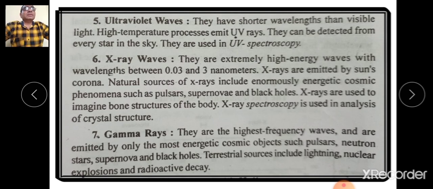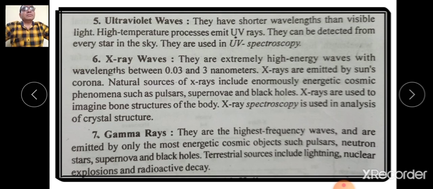Thus, the electromagnetic spectrum, their radiations are useful in our spectroscopy. We are using these waves in the nuclear magnetic resonance, infrared spectroscopy, and UV visible spectroscopy, which we are going to study in detail in next.